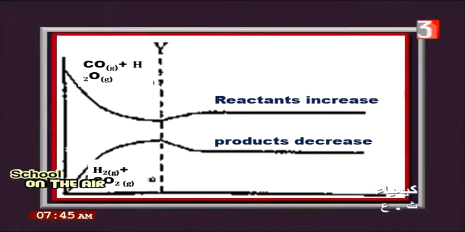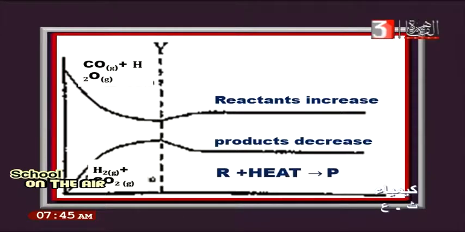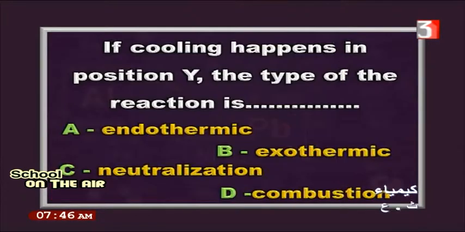If you look at the graph, we find that at position Y the reactants increase and the product decreases. So here the reaction must be endothermic, as the reactants gain heat to give the products, and so the reaction moves in the backward direction, and so reactant increases and product decreases. So the reaction is endothermic.